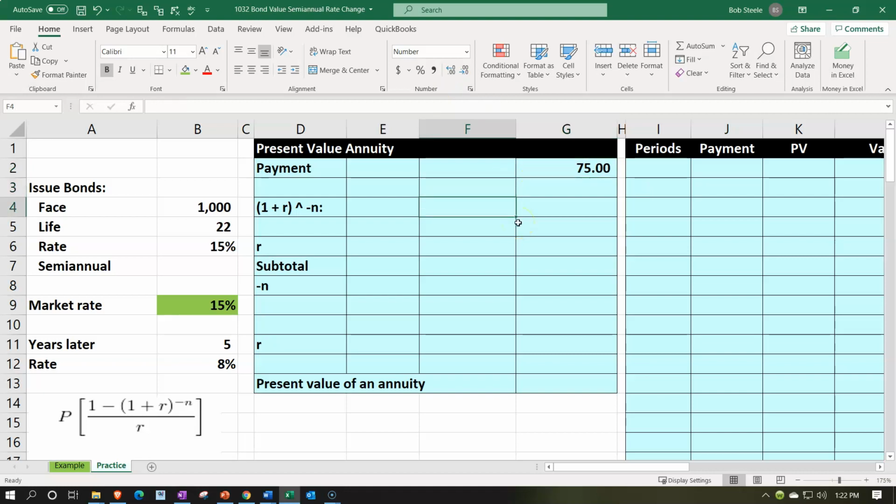Then we're going to say the 1 minus (1 plus R), which is going to be the numerator. So we got 1. Then we're looking at 1 plus R to the negative N. R is going to be the market rate, which would be that 15%, but we're going to divide it by 2 because it's semi-annual now. Adding percents, number group, percent, decimals. Add a couple decimals, so 7.5%.